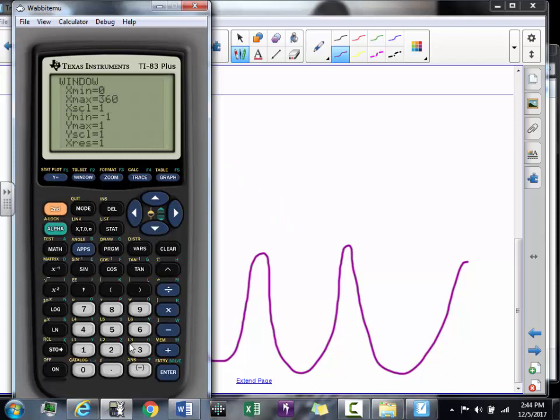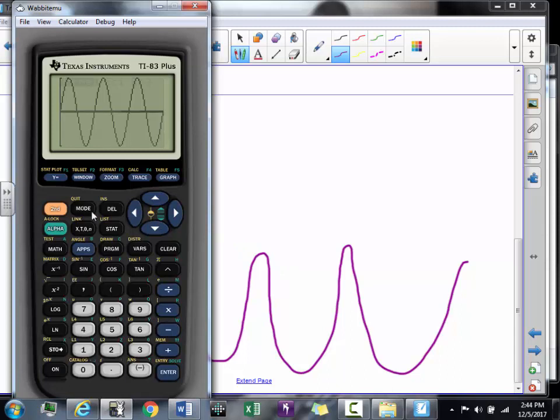If I were to change my window to go to 1080, you guys remember how many times around a circle 1080 is? Three. 1080 is three times around. So if I go to this, now I'm going to get one, two, three, four rotations, right? Up, down, and up, down. And you could even work in the negatives. That makes sense?